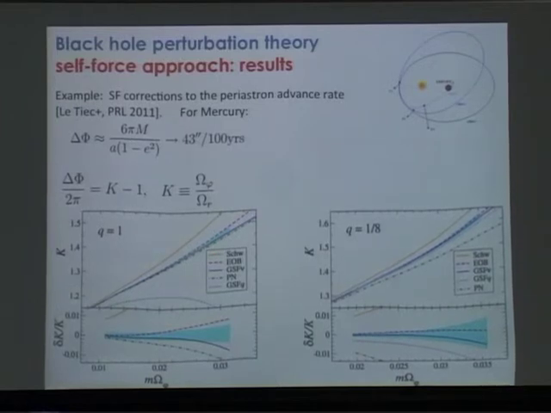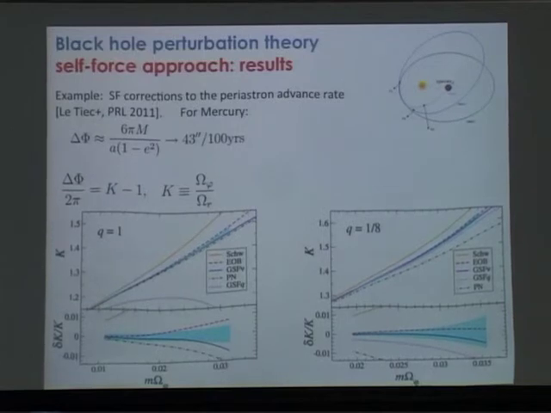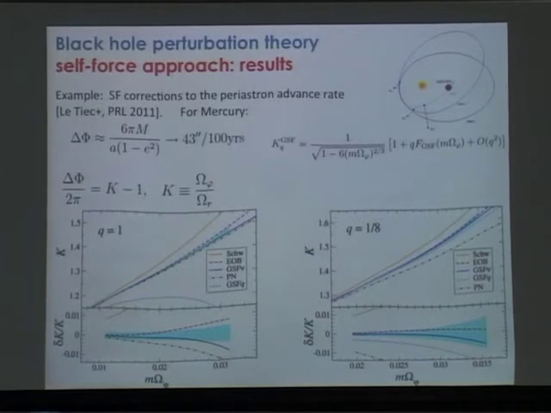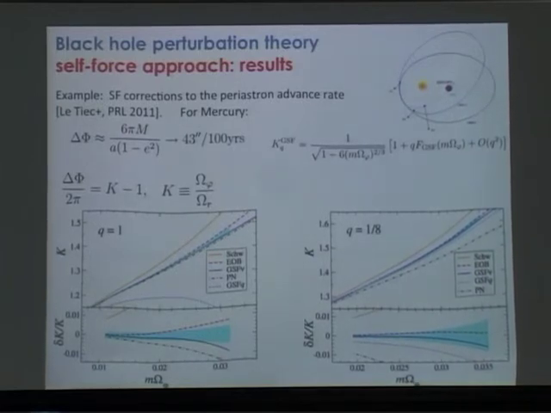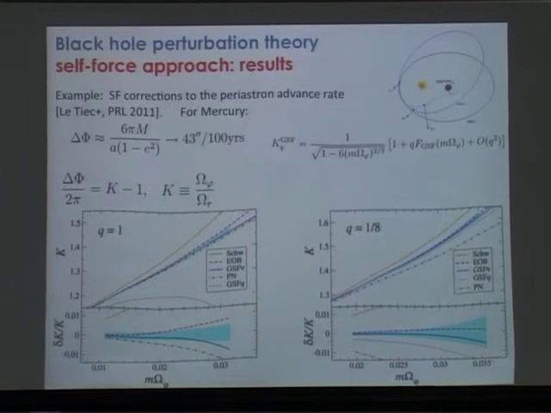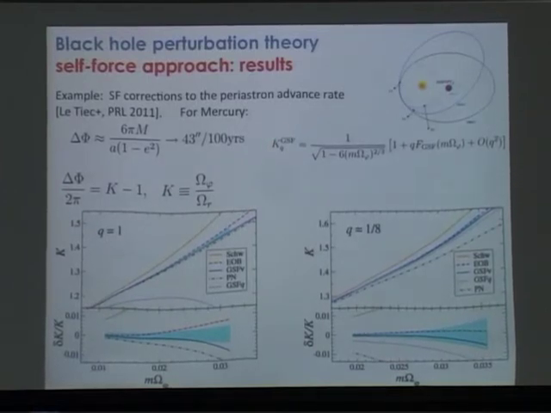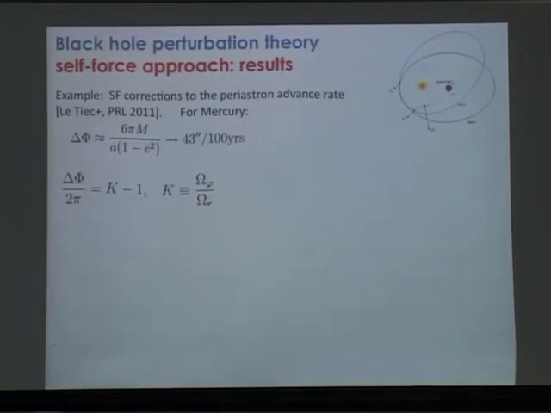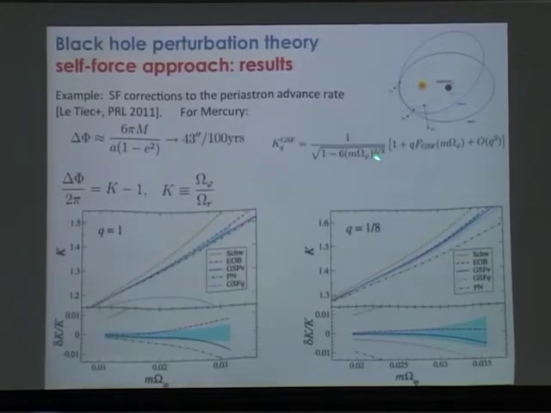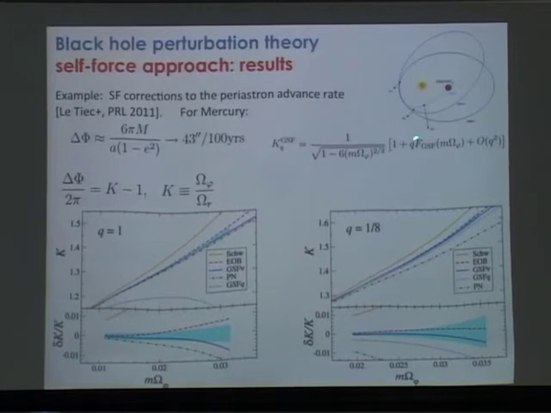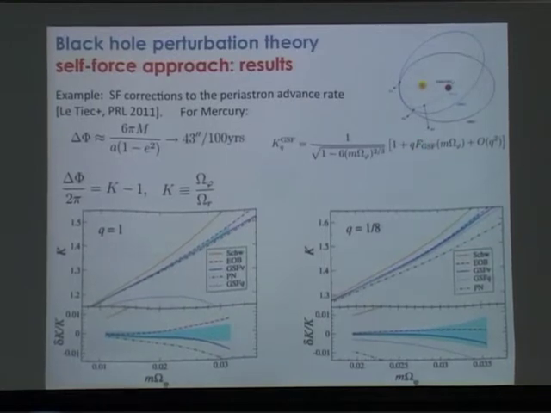But what was very surprising from these results was that if you make a specific change in how you identify the mass ratio, you actually get a dramatic improvement. For example, I can write this quantity k for the self-force results in terms of the Schwarzschild value, times some correction which depends on the self-force that I have to compute. And this correction is linear in the mass ratio.